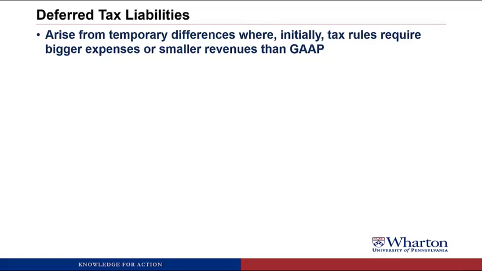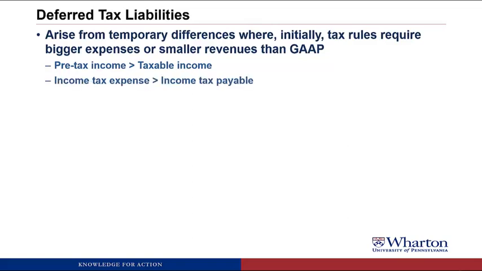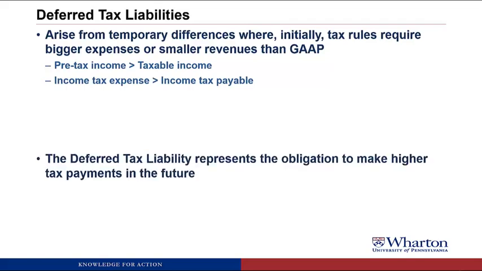Now, in those first years, there are bigger expenses on the tax return. Bigger expenses mean that taxable income is less than pre-tax income, or flipping it around, pre-tax income is greater than taxable income. That means that income tax expense has to be greater than income taxes payable. Both income numbers are multiplied by 35%, so that means that more pre-tax income means more income tax expense. We're going to create a deferred tax liability, which is going to represent the obligation to make higher tax payments in the future.